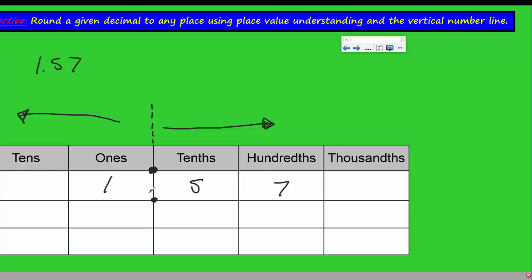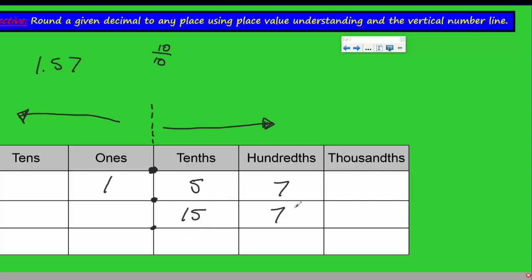Now, what I'd like to do is rename this into simply tenths. So how many tenths would I have if I were to rename 1 and 57 hundredths? Renaming means I'm going to make as many tenths as possible. Well, one whole, when you think about it, is 10 tenths, right? Because we learned 10 over 10 is just simply one whole. So I actually have 10 tenths here that I could add on to my 5 tenths, giving me 15 tenths. And I still have my 7 hundredths there, not going anywhere. Now I've renamed that number as tenths.